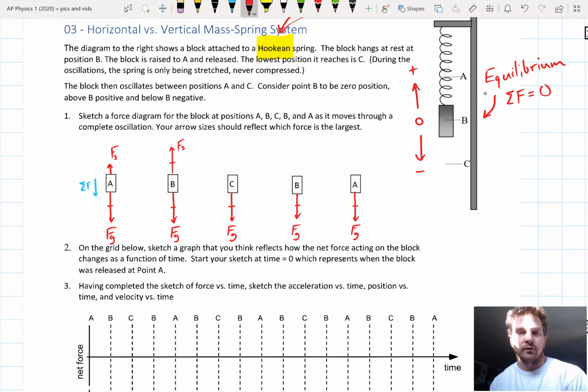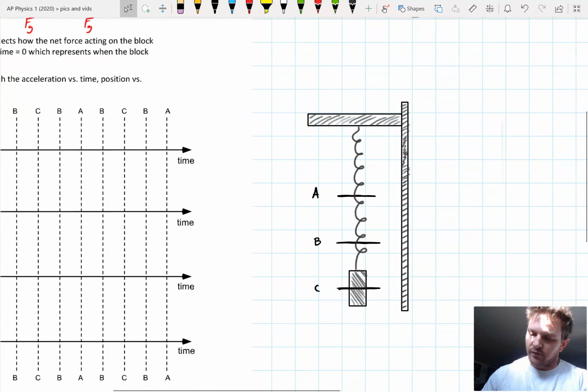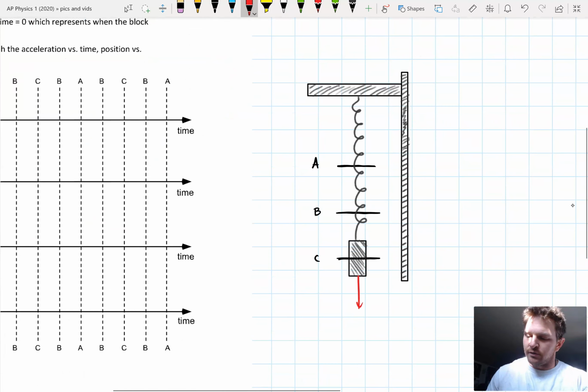When we are at position C, remember, this is still the force of gravity right here. However, think about Hooke's law: if x, the amount the spring is stretched, gets bigger, the spring force gets bigger. So if it's been stretched out more, the spring force is going to be greater. At position C, the spring force needs to be bigger than the force of gravity, and we can write that right there.